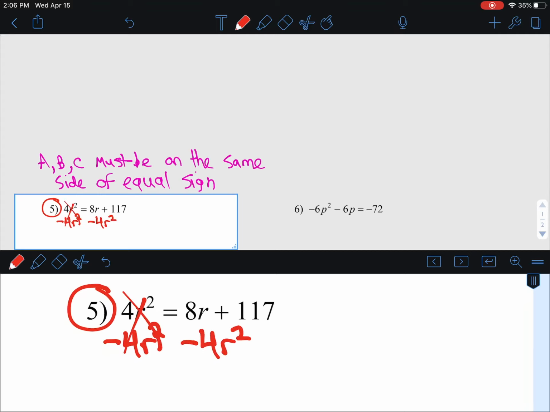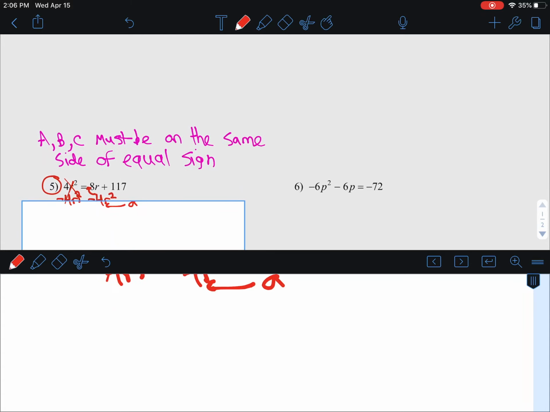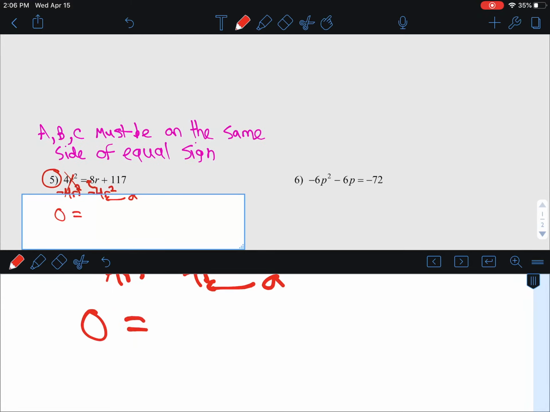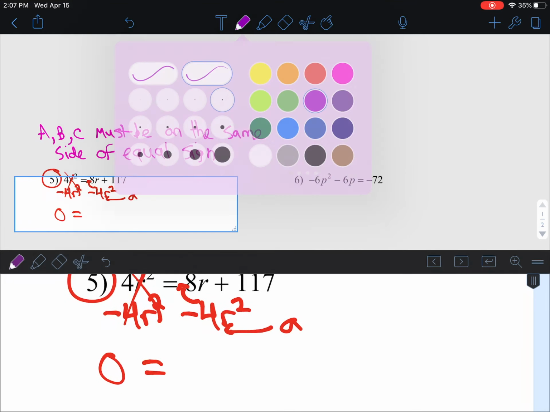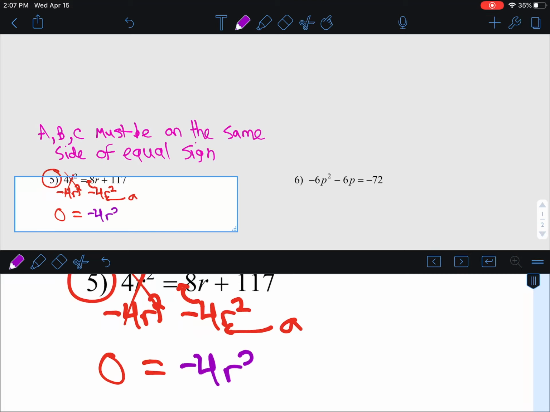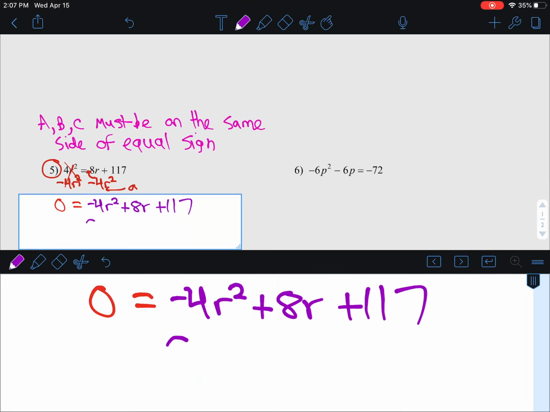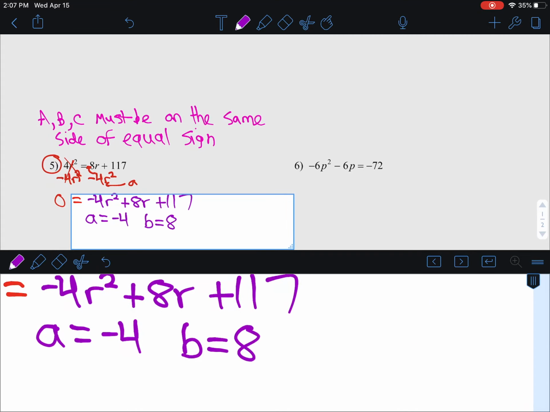And again, you should recognize that this is going to be my A. So I'm going to squeeze it in front. So my new equation would be 0 equals, because 4r squared minus 4r squared, negative 4r squared plus 8r plus 117. And now you can go ahead and do that problem. A is negative 4. Not 4. It actually makes a huge difference. So make sure you understand that. Your B is 8, your C is 117. So hopefully that makes sense.